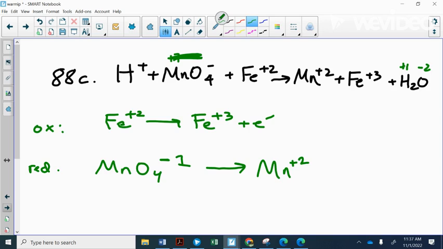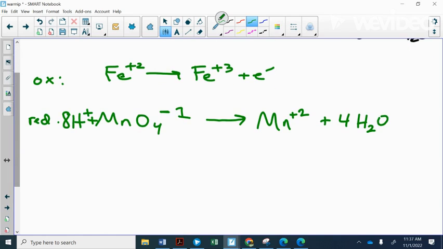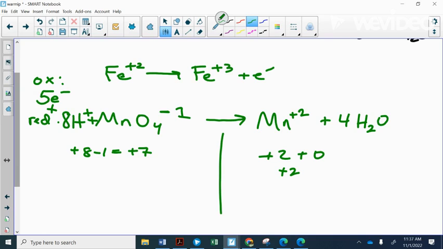Now I go to waters or oxygens. So I put 4 waters over here because I need 4 oxygens. Then I go to hydrogen ions. There's 8 hydrogens, so I need 8 hydrogen ions over here. Now charge. So 8 things that are +1 is +8. 1 thing that's -1, so that's +7. And this guy over here is +2. Water is neutral, so this side's +2. So we need 5 electrons. So we multiply everybody here by 5. And then just put it together.